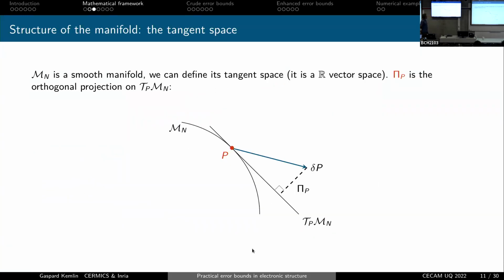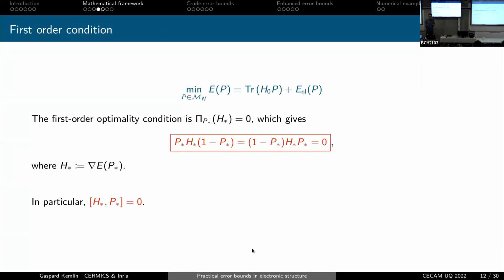Okay, to introduce what I want to speak about, I just need to remember that we work on a manifold, this density matrix manifold. So we can define its tangent space, which is a real vector space, and we will also need to speak a bit about the projection on this tangent space. Why do we need that? Because if we take our minimization problem and look at the first order condition, as we have to stay on the manifold, the first order condition says that the gradient of the energy has to be orthogonal to the tangent space at the minimizer. Otherwise, we could still move on the manifold and reduce the energy. In particular, this asks that H and P commute. For people used to working with density matrices, this means that we can diagonalize them, and P and H will have the same eigenvectors.